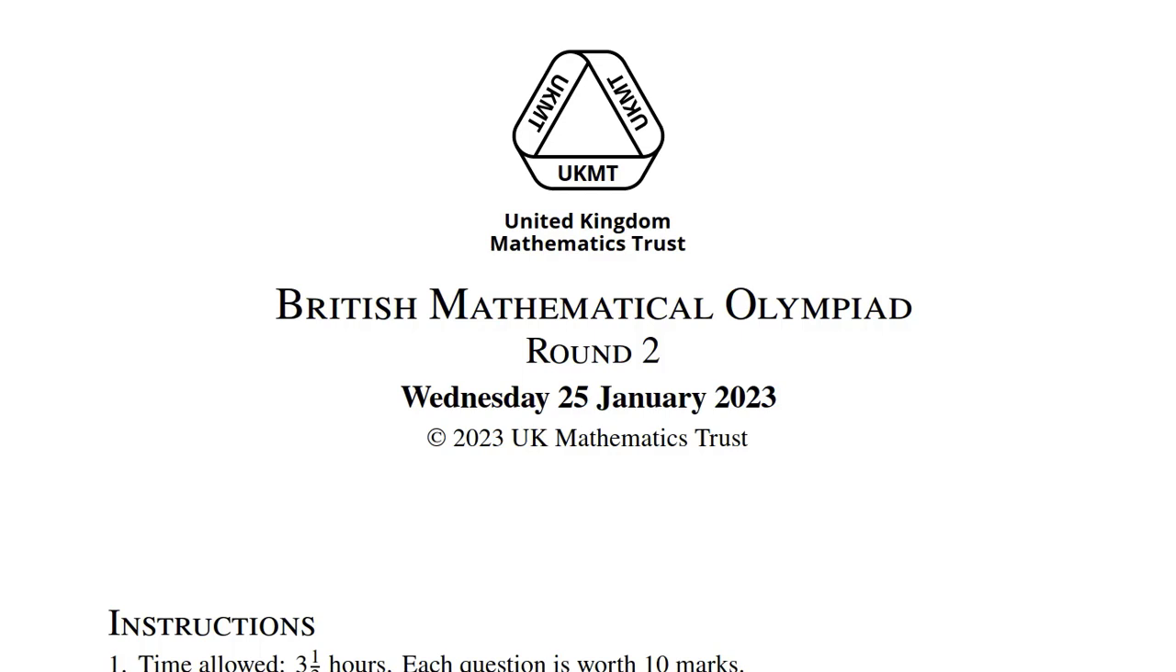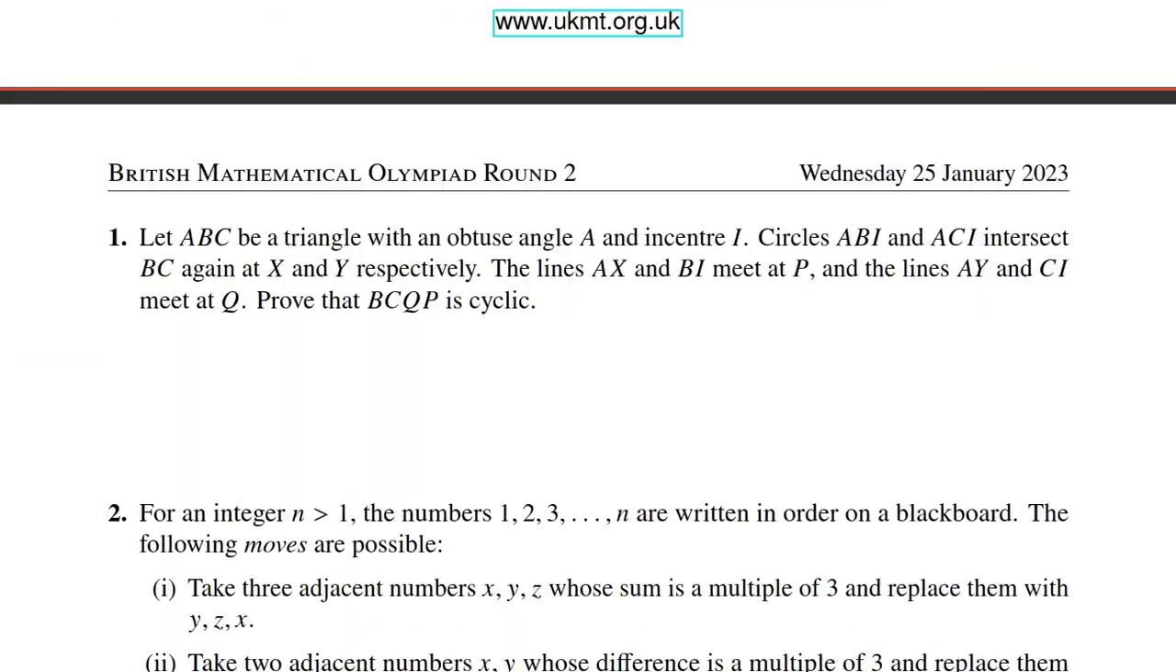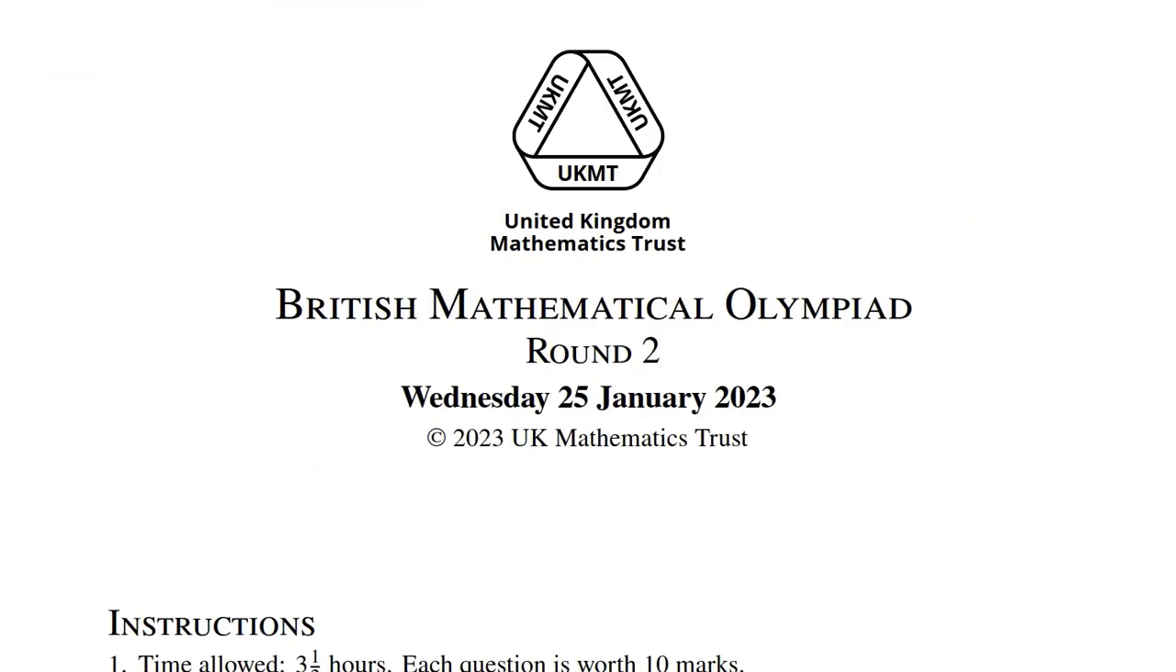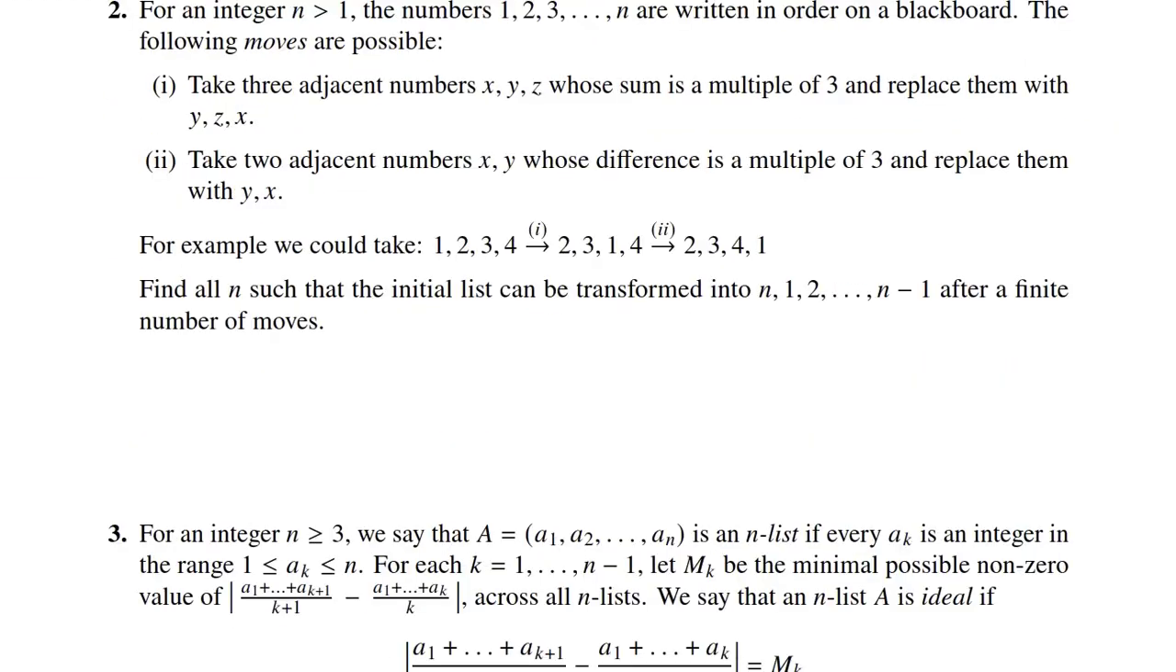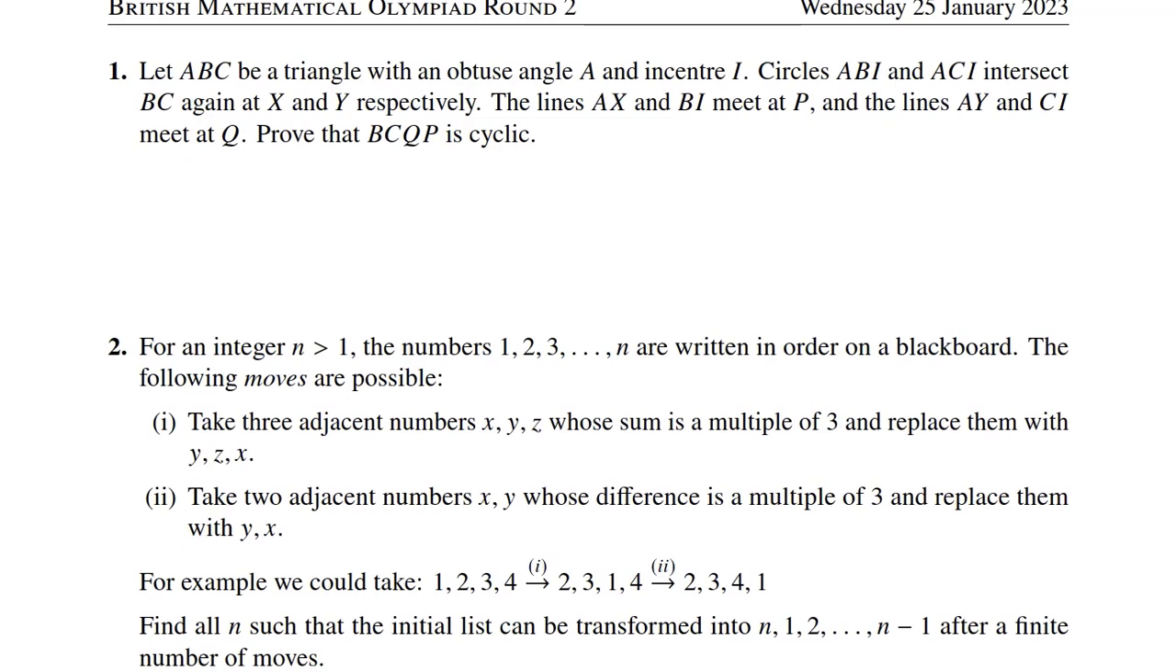In this video, we want to solve problems number 1 and 2 from British Mathematical Olympiad BMO round 2 2023. Let me show you the problems, 1, 2, 3, and 4. We will solve 1 and 2 and we will analyze. In other videos, I will release 3 and 4.